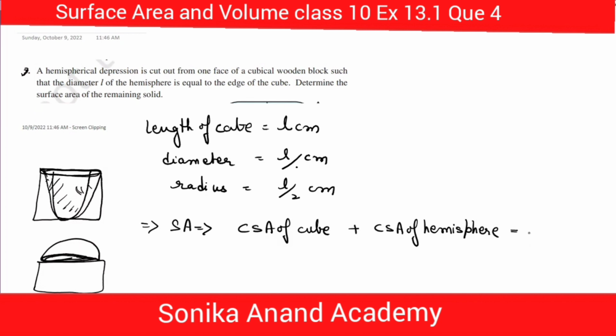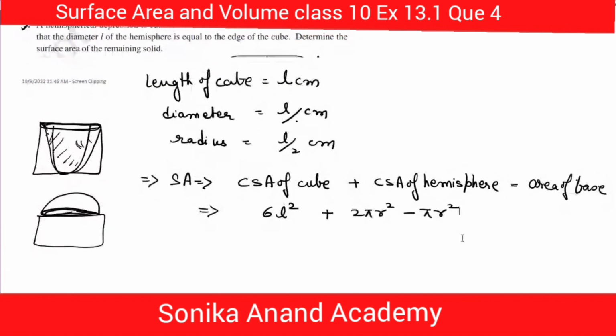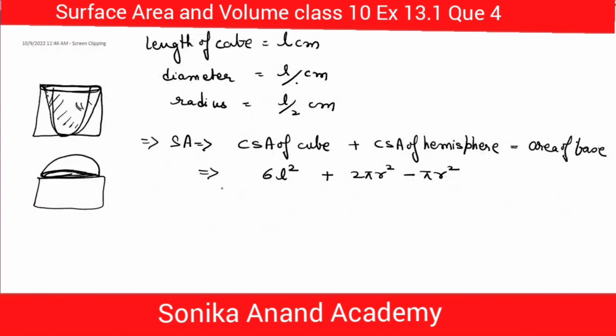So we have using the same pattern. Area of base you can write. So in both the cases we have the same formula. That is 6L square plus 2 pi r square minus pi r square. So don't be confused. Either we cut it from that figure or we add up those figures. Okay. 6L square plus pi r square.